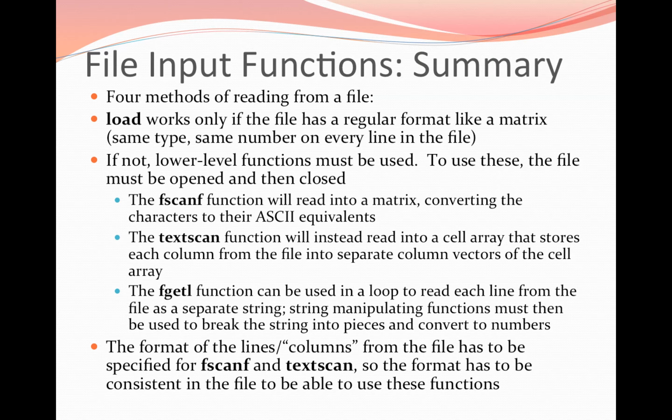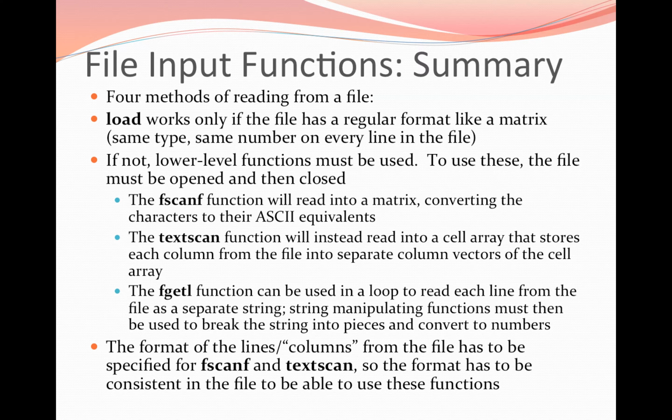To use these, we have to open the file first, and then we have to close the file when we're done. We've seen three choices. The fscanf function will read into a matrix, converting all of the characters from the file to their ASCII equivalents. The textscan function will instead read into cell arrays, so every column from the file gets stored in a separate column vector in a cell array. And the fgetl function can be used in a loop to read each line from the file as a string.